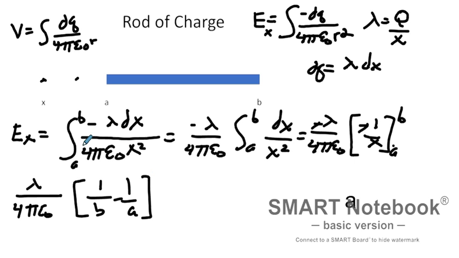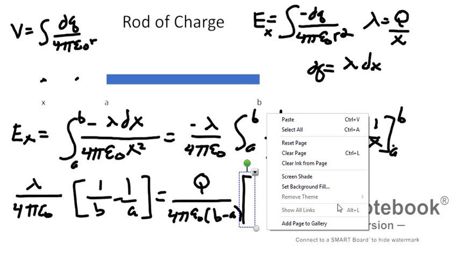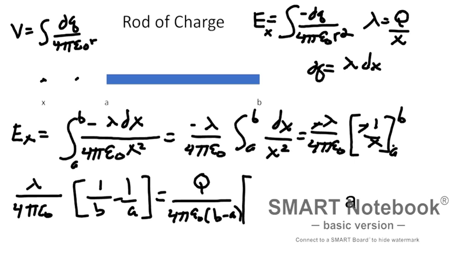Now, of course, if I don't want lambda in the equation any longer, I can substitute for this Q over the length of the bar. So that's going to be Q over 4 pi epsilon naught multiplied by b minus a. And of course, we need to multiply this whole thing, and I'm running out of room a little bit, we'll try to find a place to write this. Multiply this by 1 over b, I'll sneak it in here, minus 1 over a. And we'll put that bracket around there. So this is how you find the electric field at a position located away from the bar.